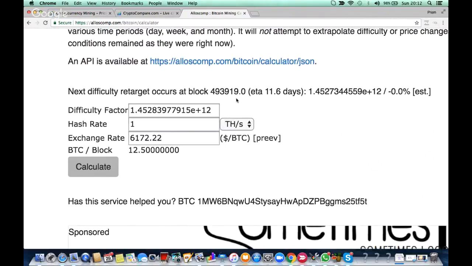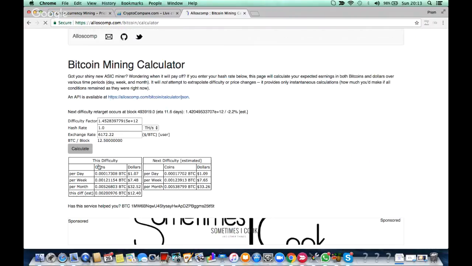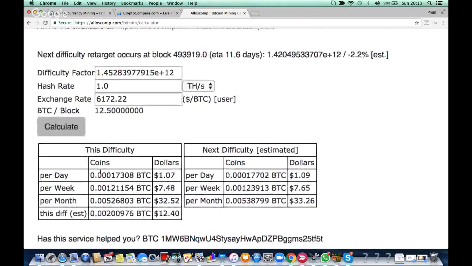You just want to focus on where you spent your money. You spent your money on 1 terahash. There is the number 1. And the exchange rate here is what the system throws up. So clearly, Bitcoin right now is at $6,172 according to this calculator. And we will take the current market price. We are not going to change anything at all. And then you simply hit calculate. So here it tells you something. Here it tells you if you had 1 terahash of mining power, it'll produce you $1.07 per day.